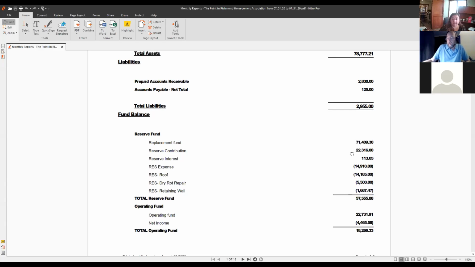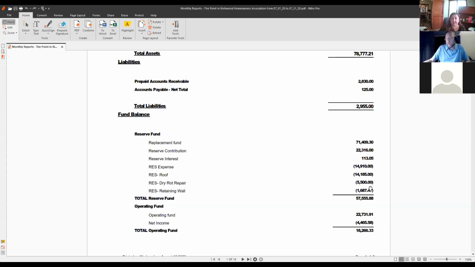So in this particular year, they have added $22,000 in reserve contributions. So that's the money that gets transferred each month. They have added the reserve interest that they've earned so far of $113. But then they've also had expenditures. So they've had $14,000 in reserve expenses.